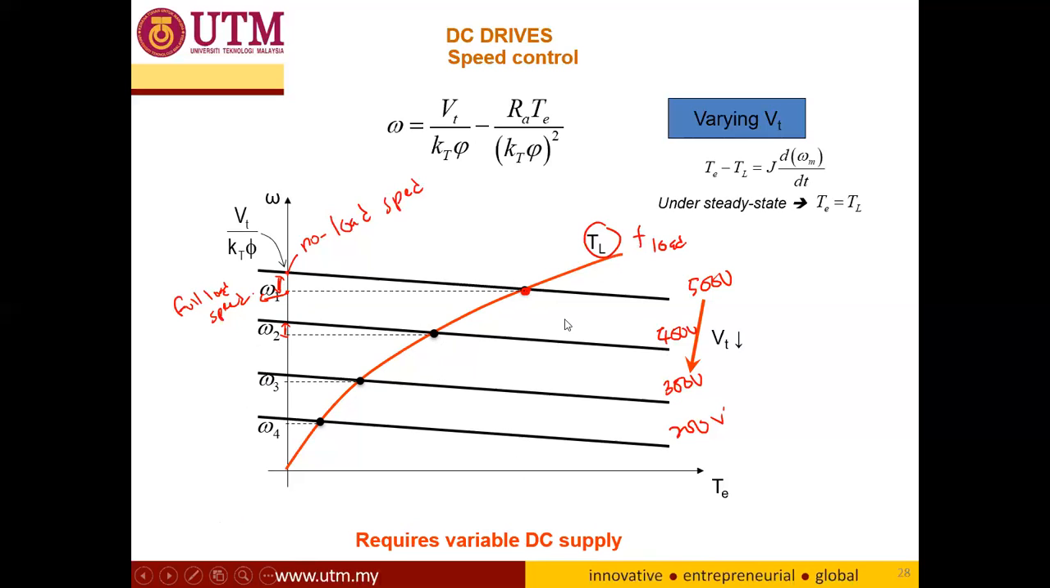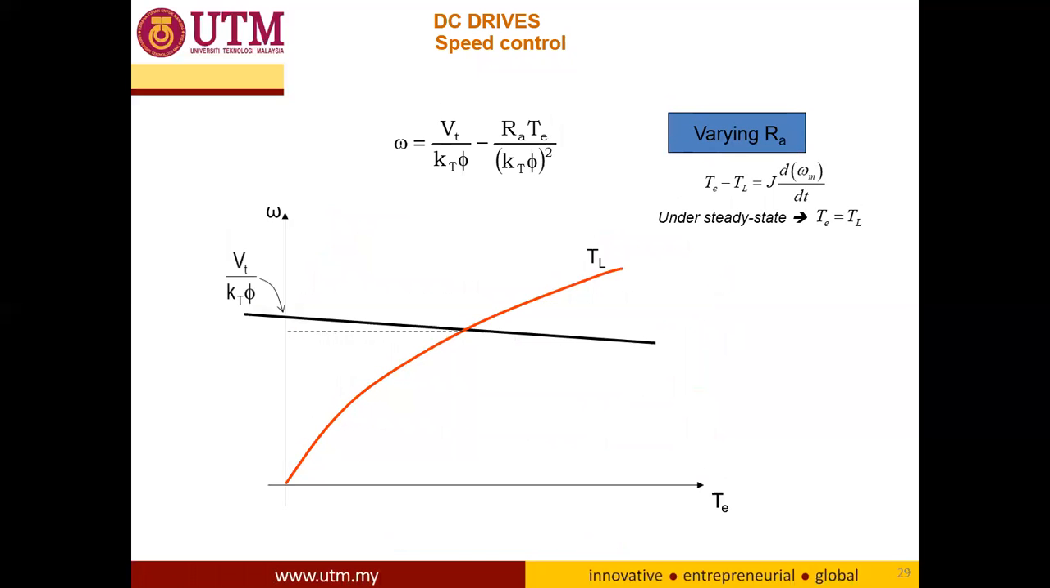But the problem with this technique, which is actually the most efficient way to control the speed, is that it requires a variable DC supply. In the past few years it was quite challenging to have a variable DC supply because we didn't have power electronics at that time.